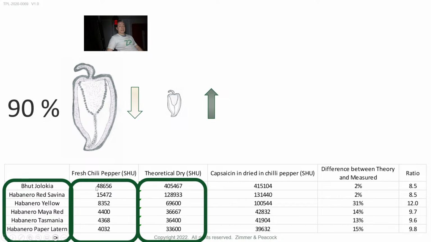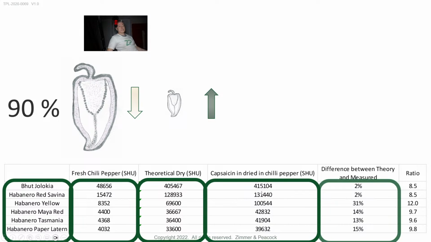I'll just say that again, to make sure I get my numbers right. When it's fresh, it has a Scoville heat unit rating of about 48,656. When you dry it, it goes up to about 405,000 Scoville heat units. So that's an increase of 10x. Now, in reality, when you measure it, rather than 405,000, it was actually 415,000. But look, that's only a 2% difference.